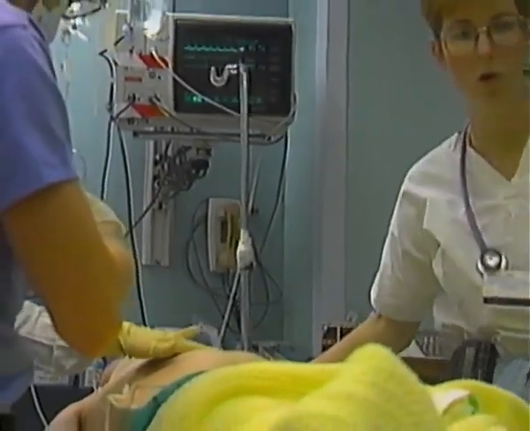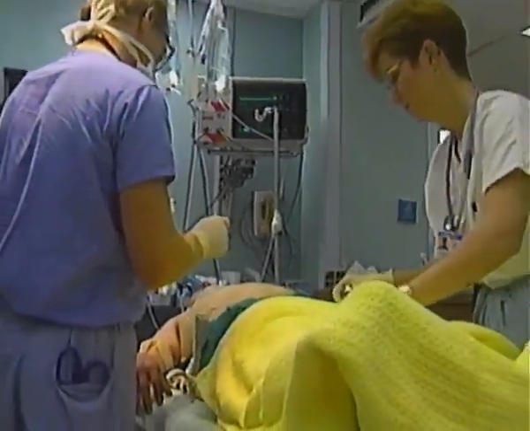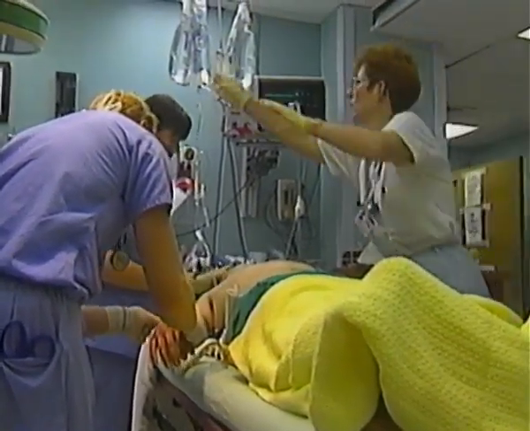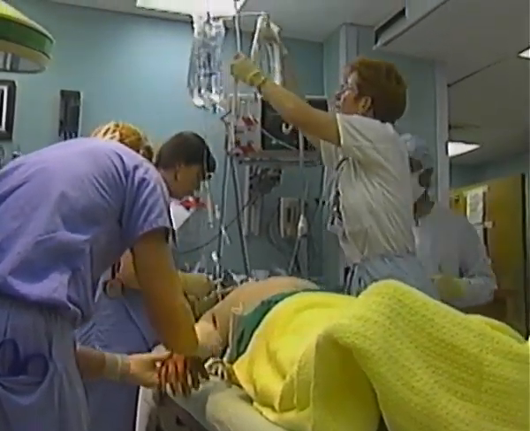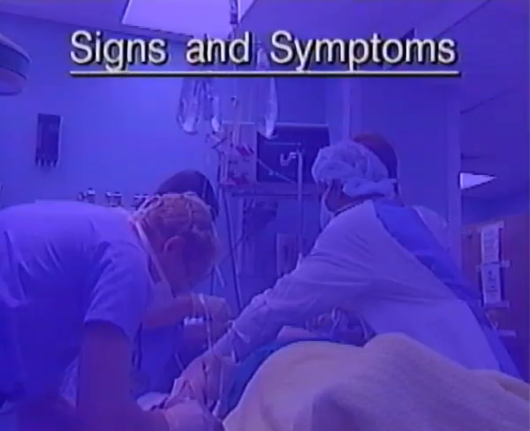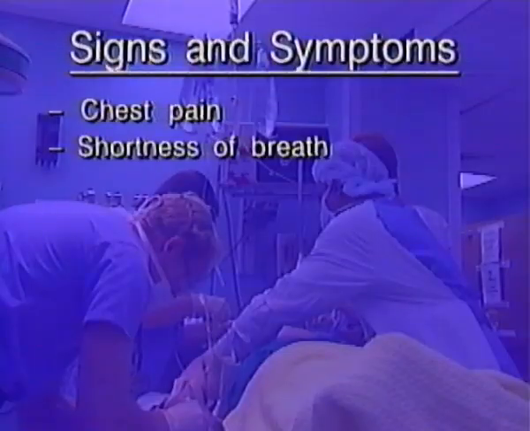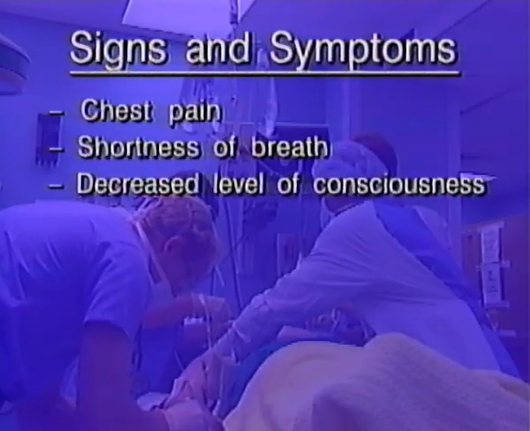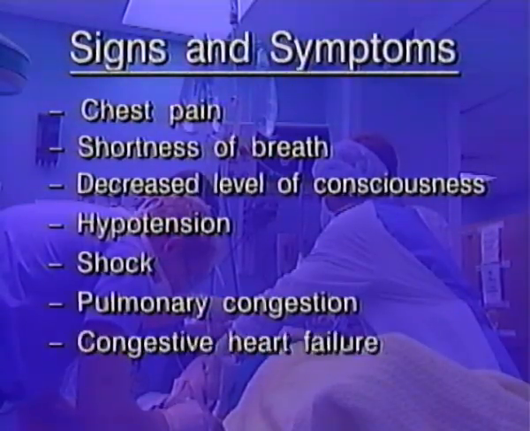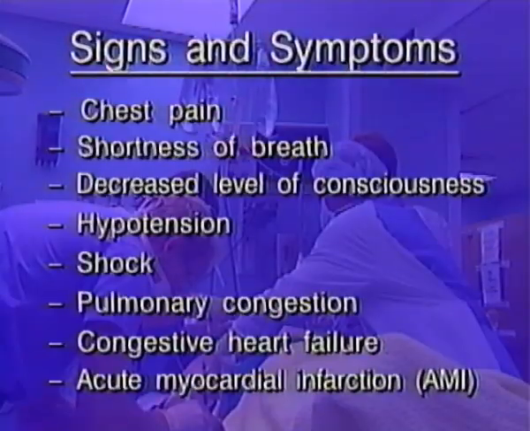This case presents the problem of an adult who experiences unstable tachycardia. Unstable tachycardia is defined as an elevated heart rate accompanied by one or more of the following signs and symptoms: chest pain, shortness of breath, decreased level of consciousness, hypotension, shock, pulmonary congestion, congestive heart failure, and AMI.